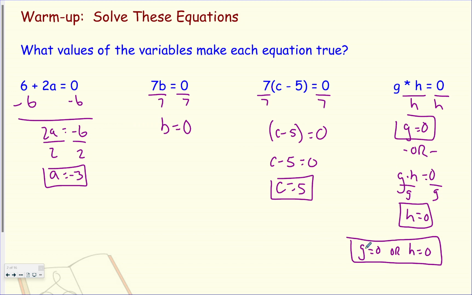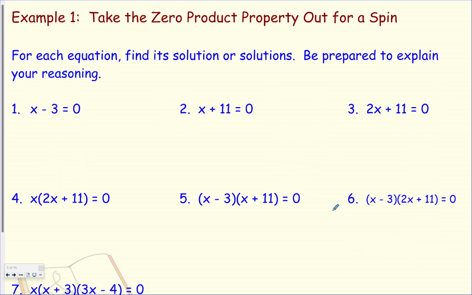So this is what's called the zero product property. Essentially, the way the zero product property works is that anytime I have a product of terms, if the product itself is 0, then one of those factors should equal 0. So let's go through a few of those where you see exactly what's happening.